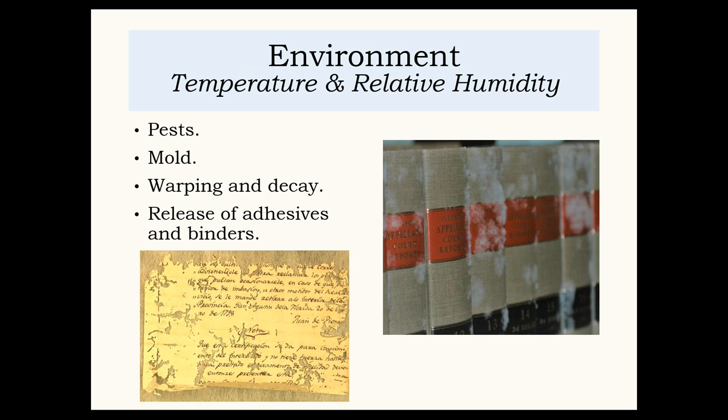We've talked about how temperature and humidity can actually harm the fibers of the paper and the fibers of the skin and the leather and the vellum. The other thing that environment can do is it can bring pests in. Pests like nice, moist, warm environments. Insects love moist, warm environments. Mold grows in warm and moist environments. We talked about why things warp and decay.